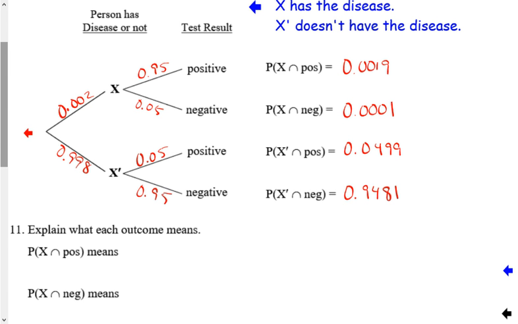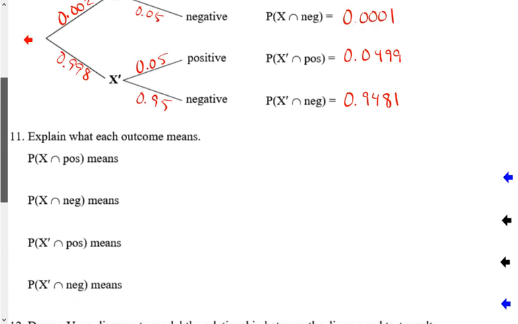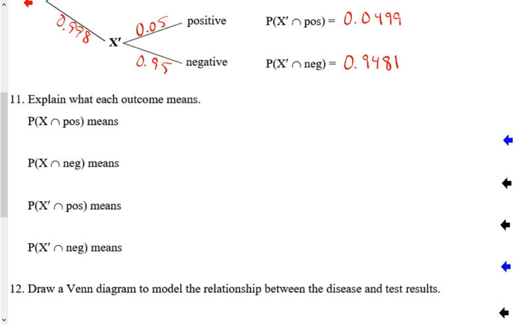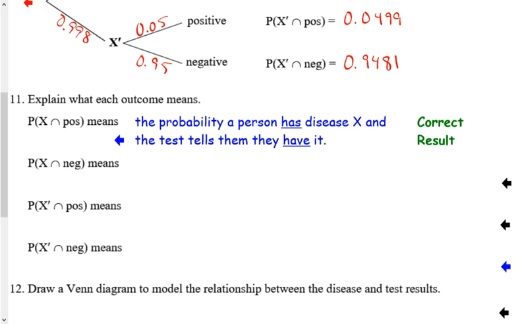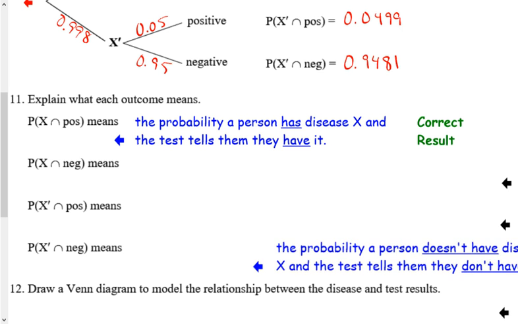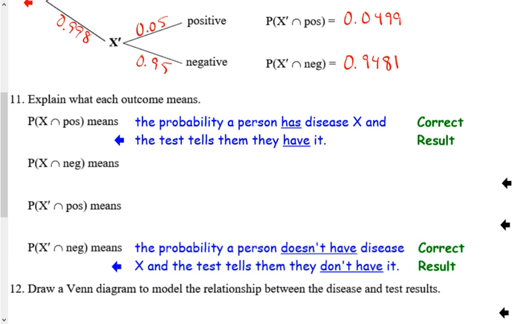So what does each outcome mean? This first row means somebody has the disease and they test positive, so the test is correct. So those I will start dragging out here. Probability has the disease and they test positive, which means we get a correct result. The very bottom branch was also a correct result because the person doesn't have the disease and the test told them that they don't have the disease.